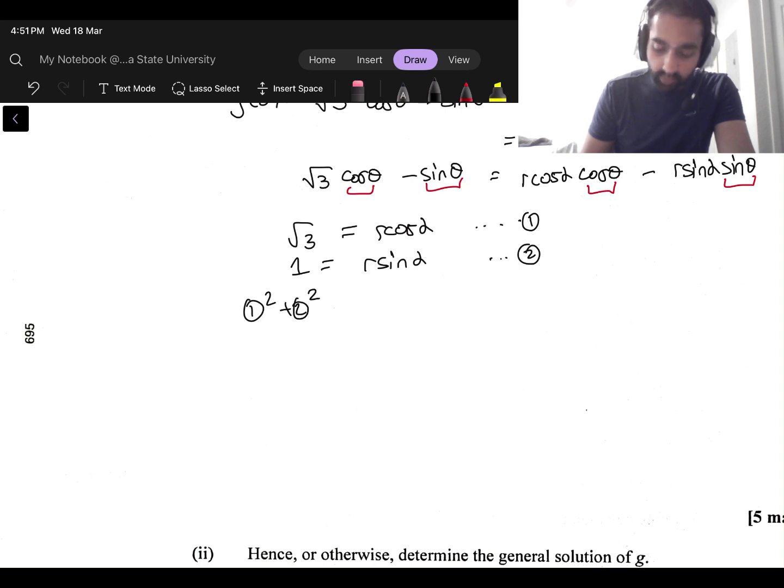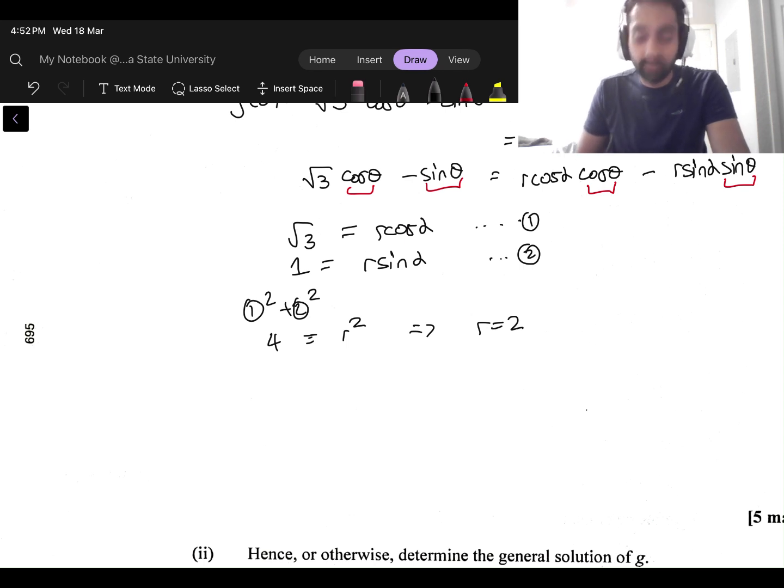If I do 1 squared plus 2 squared, well, I get 4 on the left-hand side because square root 3 squared is 3 and 1 squared is 1. And then since cos squared plus sine squared is 1, I get r squared. So I'll take r is equal to 2. For these ones, you could drop the negative. You could always just take the positive solution. So that's not a big deal.